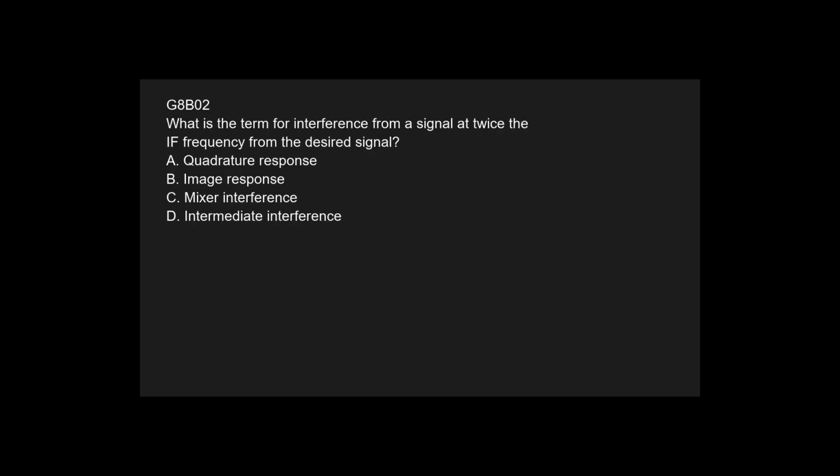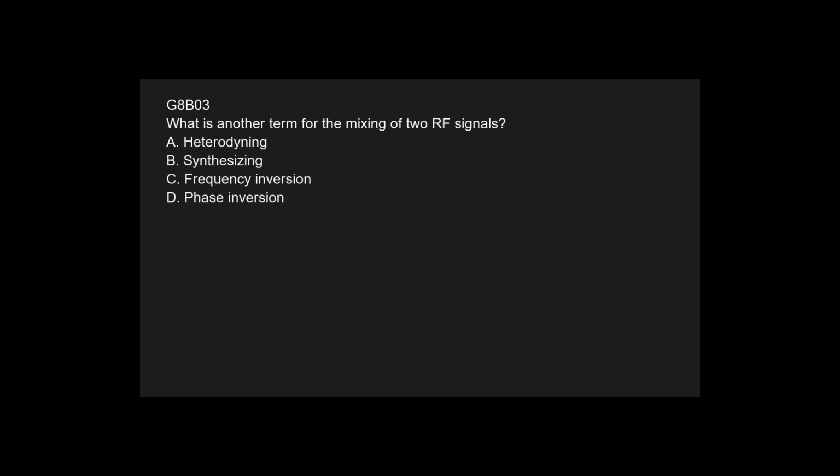Question: what is the term for interference from a signal at twice the IF frequency from the desired signal? The correct answer is B, image response. Question: what is another term for the mixing of two RF signals? The correct answer is A, heterodyning.